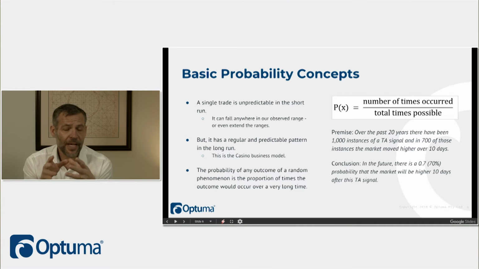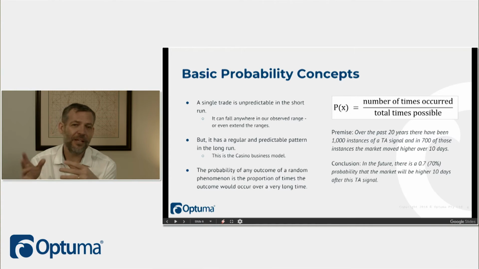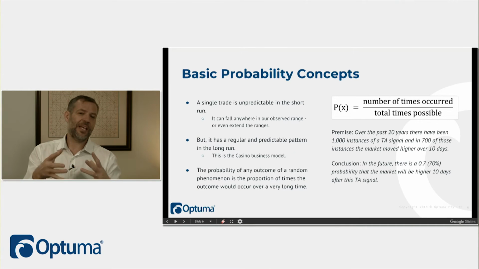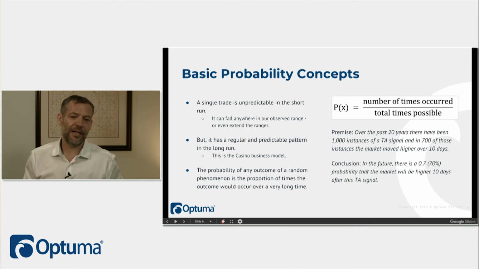And this is the model that casinos use. This is actually casino business management 101. You want to find a game that just has that probability weighted in your favor. And then it doesn't matter if some individuals win big. For the most part, with so many games being played, so many trades happening in the market, we get back to those averages. And so, yeah, that's why this is so important.